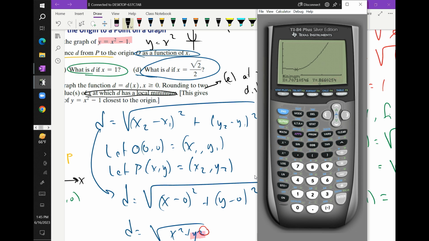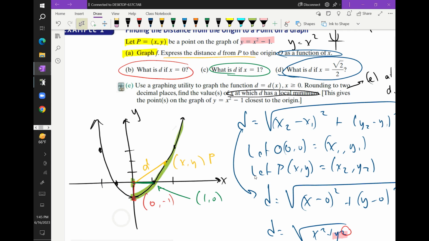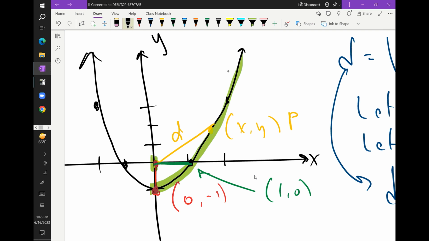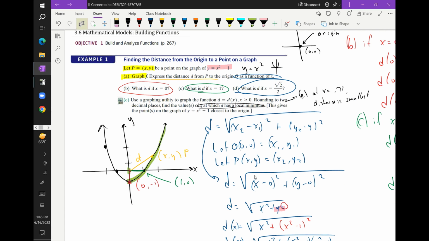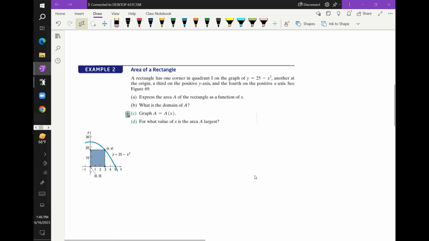That is the smallest distance that we can get between this curve, y equals x squared minus 1, and the origin. Okay, so interesting question on that one, incorporating some different ideas here using the graphing calculator, doing some transformations, or wrapping some things up from chapter 3.